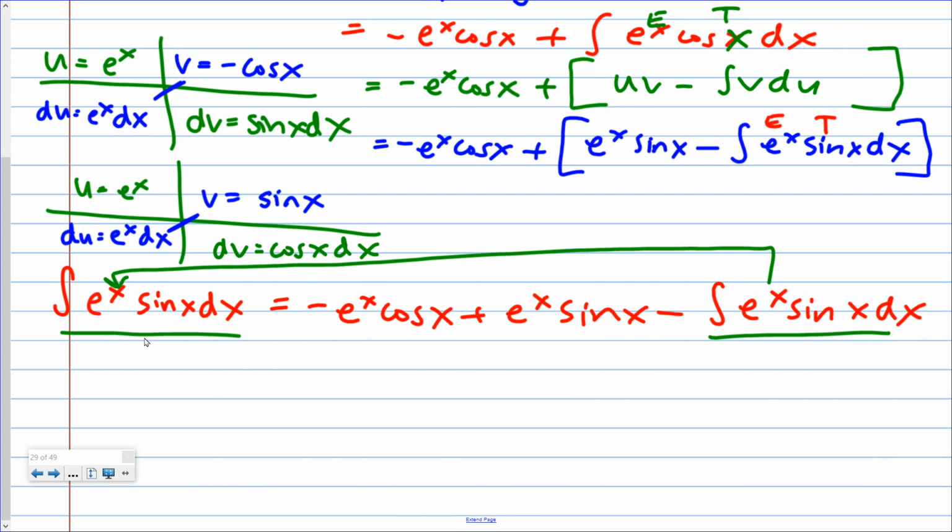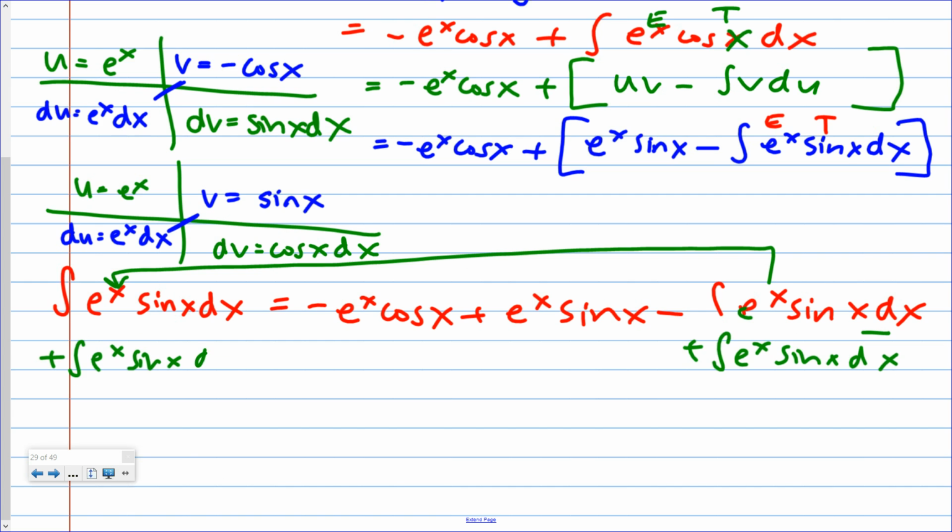So, guys, if I take this home, think of what's going to happen. I'm going to add this to both sides. I'm going to add the integral of e^x sin x dx to this side, and add the integral of e^x sin x dx on this side. What will I get on the left side then? 2 times the integral of e^x sin x dx is equal to negative e^x cos x plus e^x sin x.